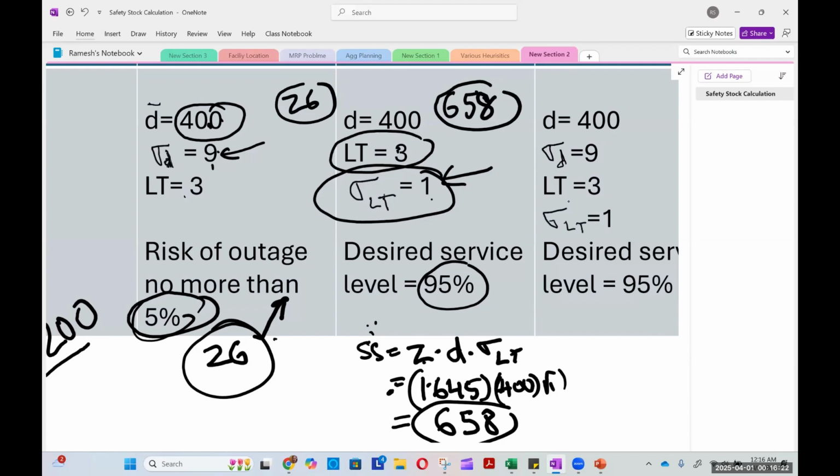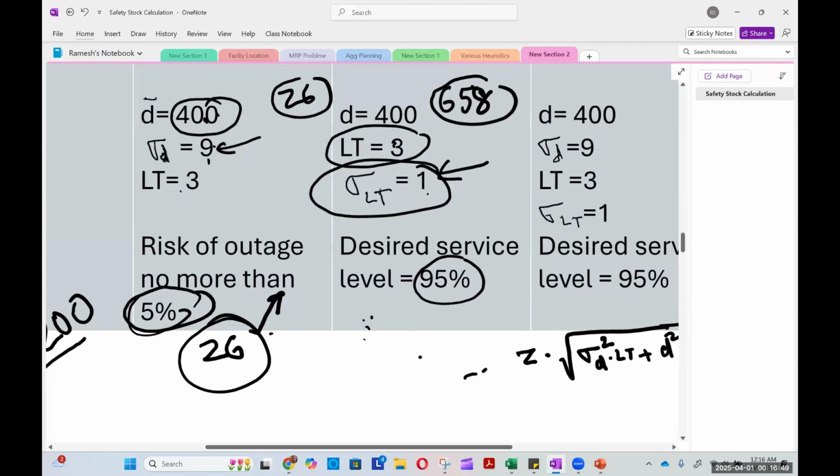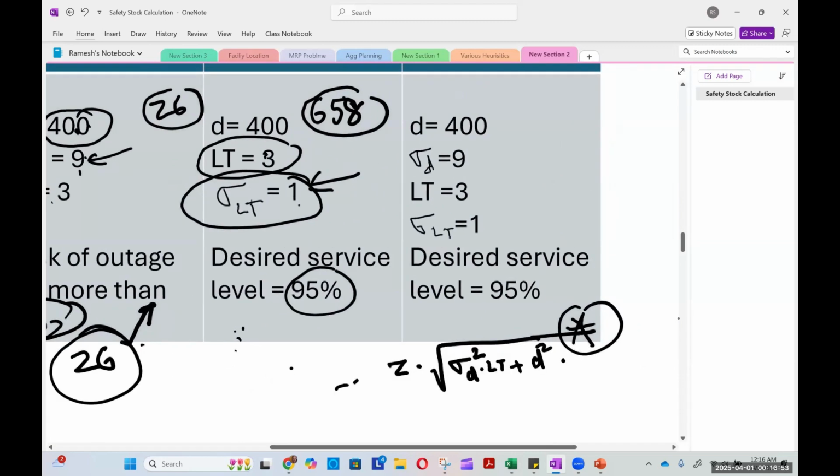Let's do the calculation for the last one. And the formula for safety stock here is, let me erase, make space so I can write, Z times the square root of sigma D square times LT plus D square times sigma LT square. Let me just confirm the formula: sigma LT square, and this is LT times D, correct, square. Okay, that's on the next page, correct.